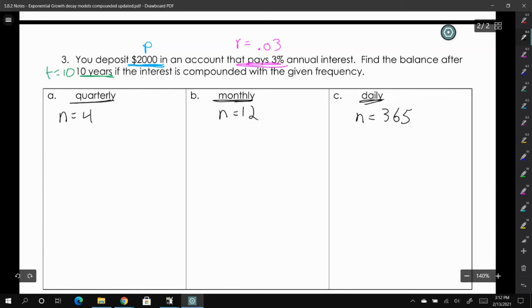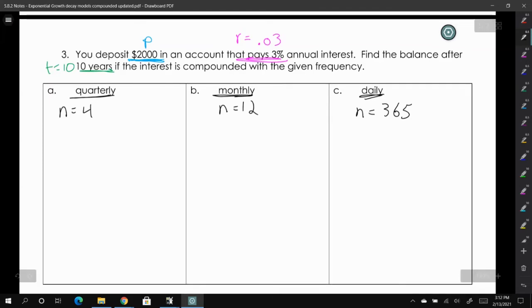So what I want you to do is figure out the amount of money you would have for each situation. So for letter A, you have your P value, which is 2,000. You have your r value, which is 0.03. Your n value is 4, and your t value is 10. So set up the formula and then solve it, and then go on to letter B, where n is 12. Everything else stays the same. And then C, 365 is your n value. So go ahead and try these. Pause the video, and once you're done, unpause it and check your answers with mine.